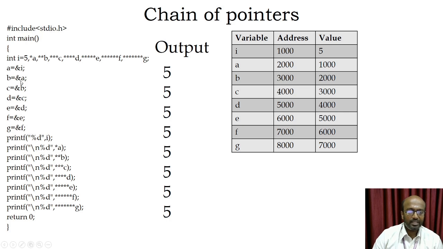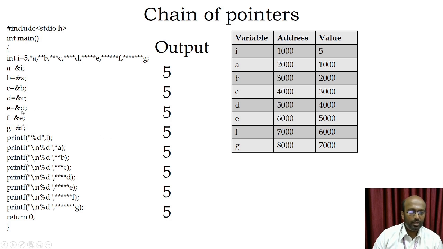For this example, we will assume these values. B is equal to ampersand A. So the address of A, which is 2000, is assigned as the value to B and B's location is at 3000. C is equal to ampersand B. The address of B is assigned as the value to C and C is at the address location 4000. So D is equal to ampersand C. The address of C, which is 4000, is assigned to D as the value, and the address of the D variable is at 5000.